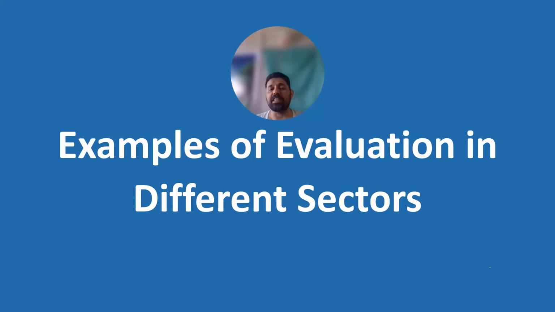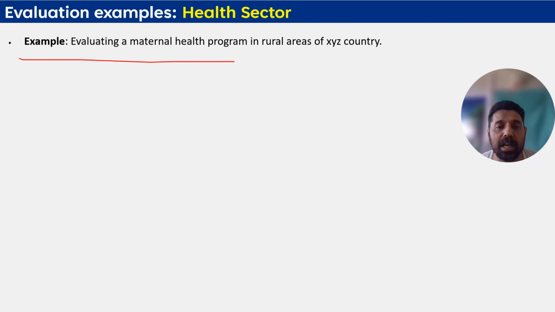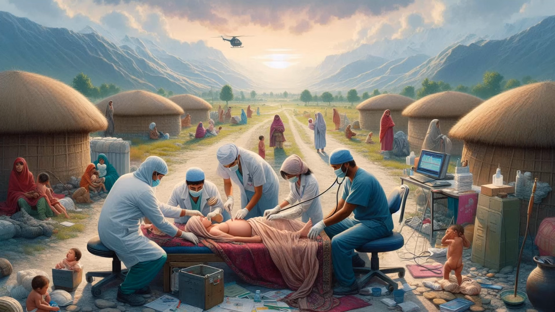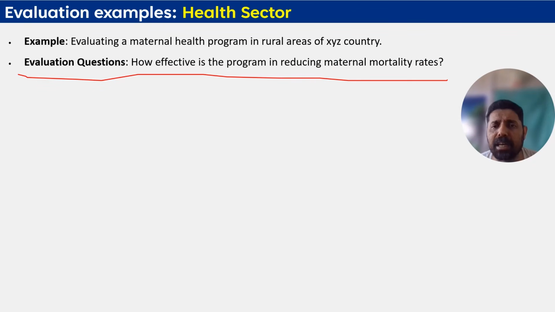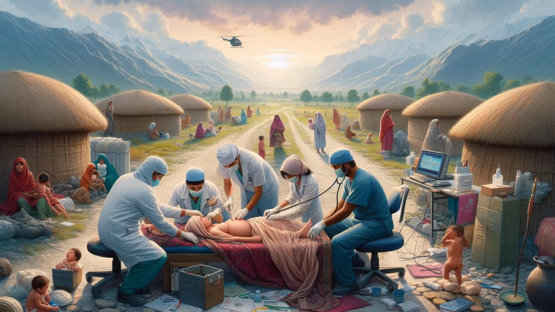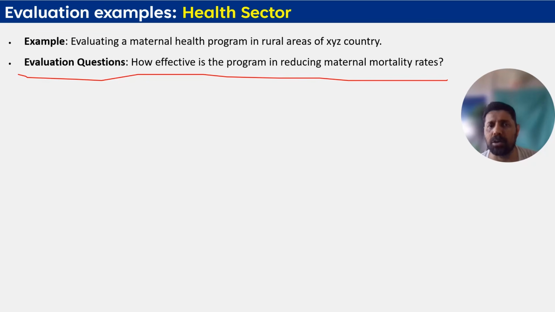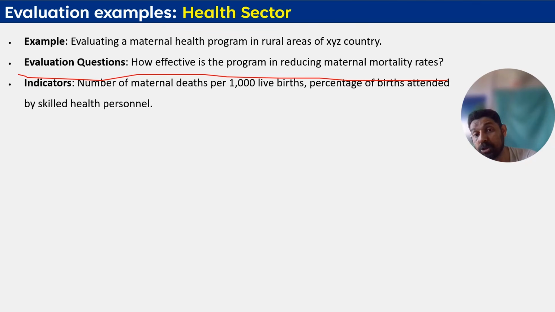So now we will discuss examples of evaluation in different sectors with that evaluation framework. For example, you are evaluating a maternal health program in a rural area of a country. Here the evaluation question would be: how effective is the program in reducing maternal mortality rates? You can then add sub-questions that we will discuss now.